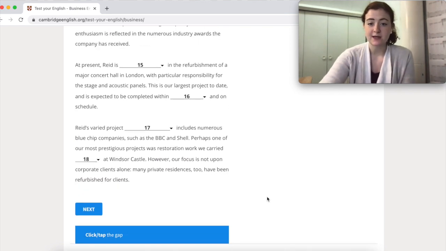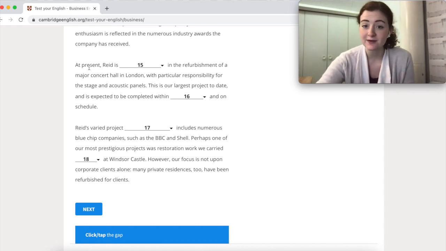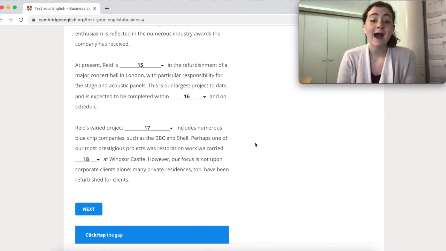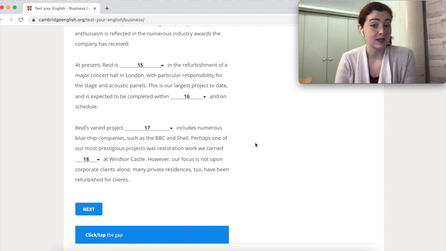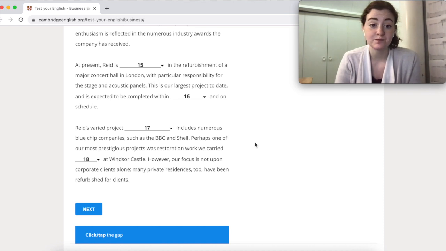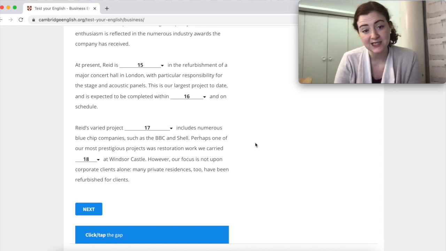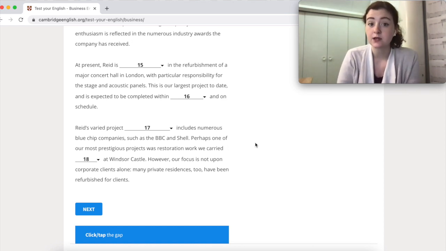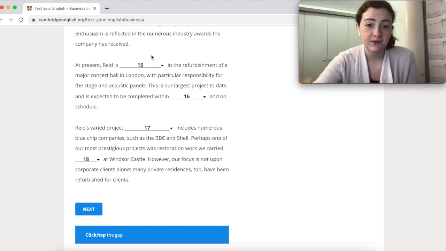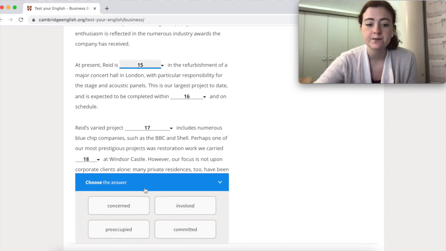The next paragraph has 2 answer options, starting with at present. At present, Reed is blank in the refurbishment of a major concert hall in London, with particular responsibility for the stage and acoustic panels. This is our largest project to date and is expected to be completed within blank and on schedule. Number 15's answer options are concerned, involved, preoccupied, committed.